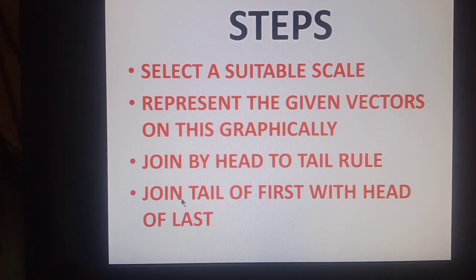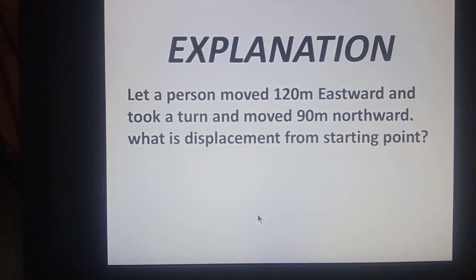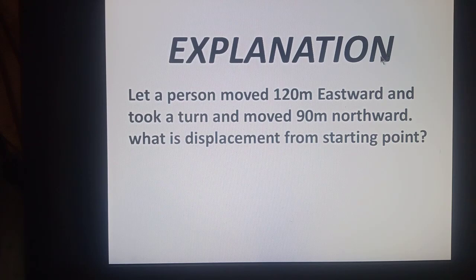So how will we get the answer? Means, how will we get the resultant of the two vectors when they are added? What will we do? Join the tail of the first with the head of the last. Students, it is not necessary that there should be two vectors. There can be many vectors. So we will keep on joining them by this head to tail rule, and at the end the resultant is obtained by joining the tail of the first with the head of the last. Now let us clear these steps one by one.